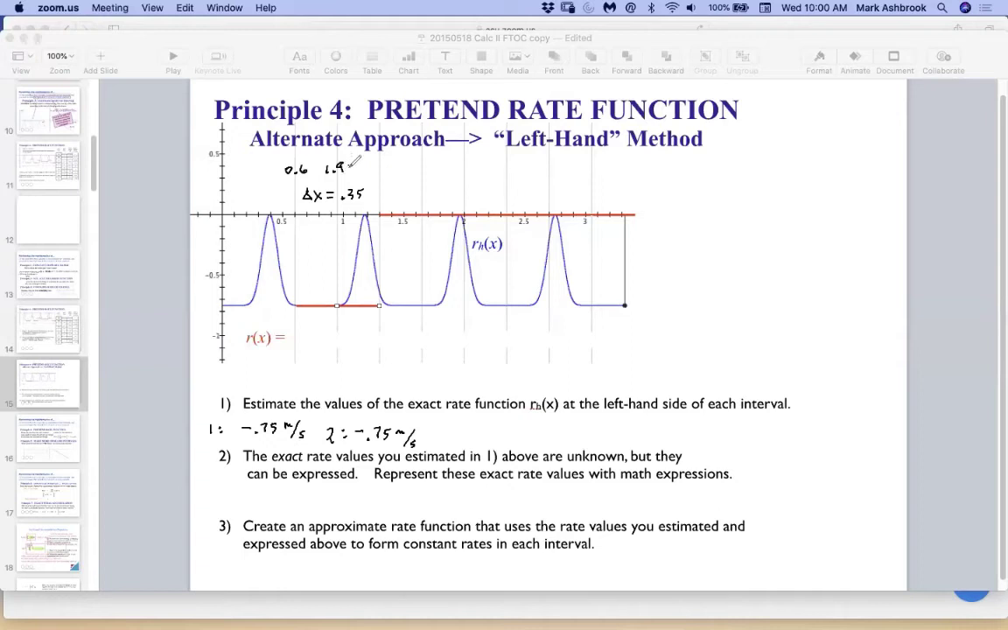1.95, 1.3, 1.65. What would that be? 2.0, 2.35, 2.7, and 3.05.